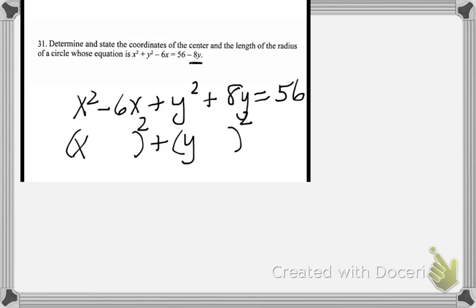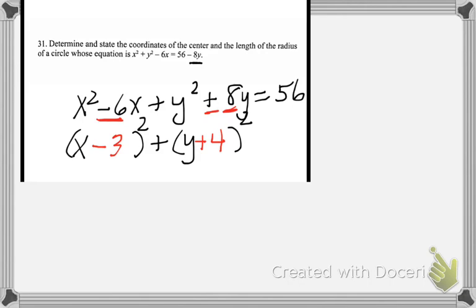So, let me get another color. Okay, so I'm going to look over here, and I see I have a negative 6, so that means it's going to be a negative. And you're going to take that 6, and you're going to divide it by 2. You always divide by 2, so that's going to give me 3. And then over here I have a plus sign, so I'm going to carry down the plus sign. And here's an 8, and 8 divided by 2 is 4 as well.